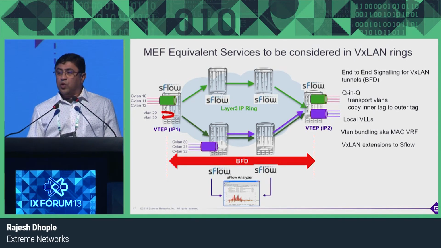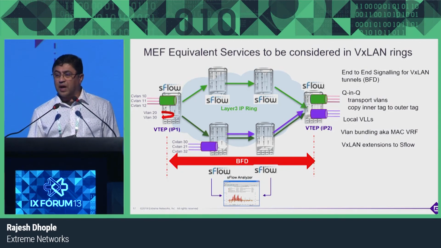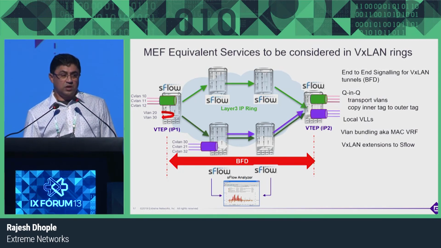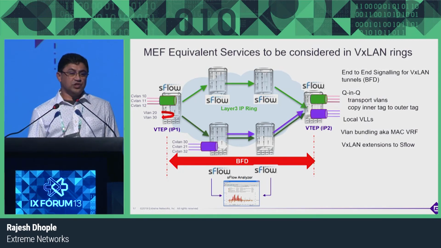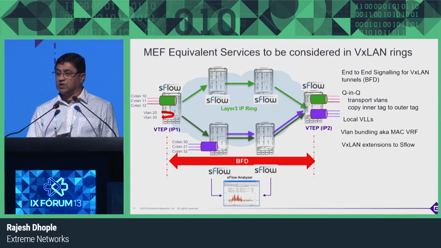If you want to know what is happening inside your network, you will also need to know how the inner services are being mapped onto the outer services. So what is happening inside your VxLAN tunnel? The easiest way to do this is to say that your device has to support VxLAN extensions to sFlow. In that case, your sFlow will visualize not only the outer tunnel, but also all the services and all the applications which are going inside the tunnel. That's the easiest way to do it: to have VxLAN extensions to sFlow.